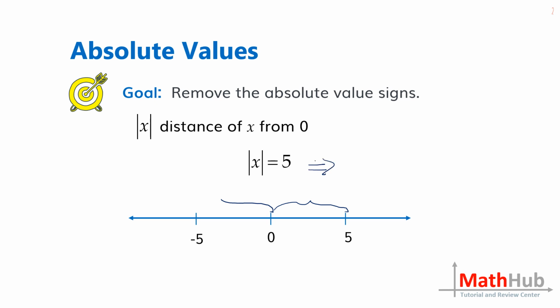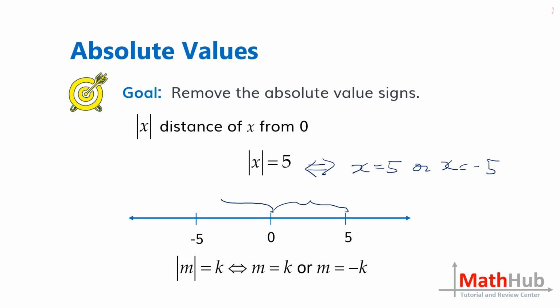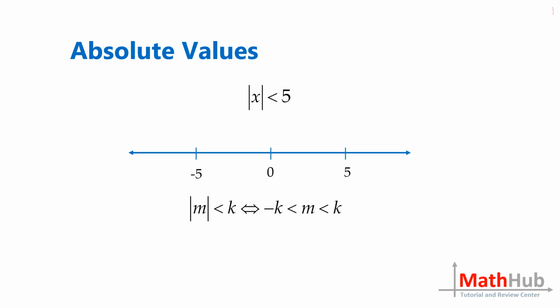So let me just write it here. Absolute value of x equals 5. This is equivalent to x equals 5, or x equals -5. Now, in general, if we want to remove the absolute value sign in an equation, what you do is you just copy this one without the absolute value sign, and then for the second equation, you just get the negative counterpart.